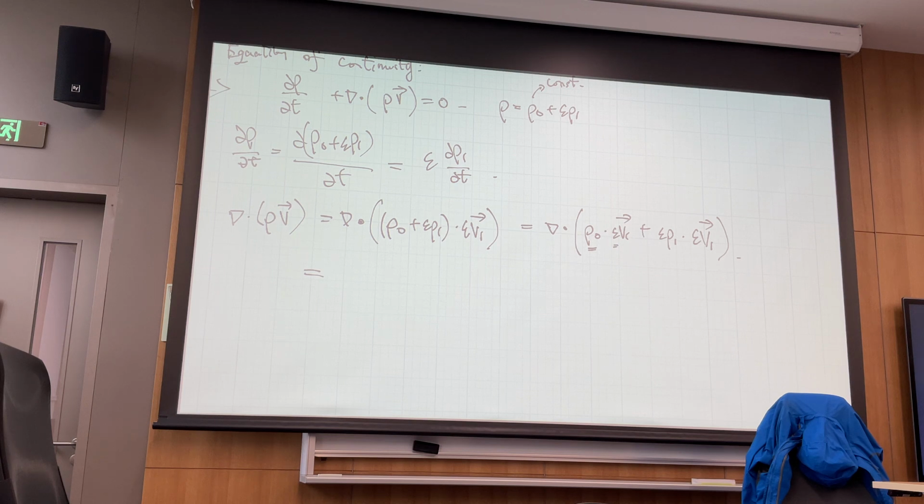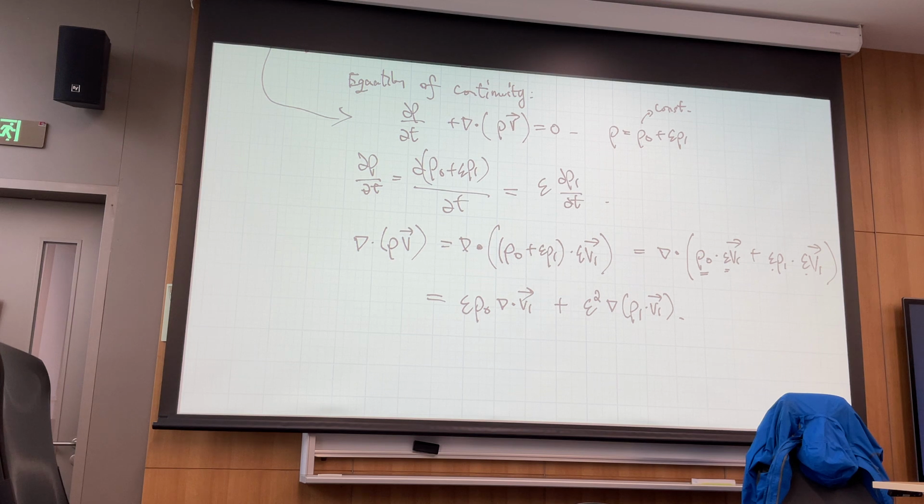Okay, so that is going to be epsilon rho 0 and then the divergence of v1. So far so good. And then the second term becomes, you see here's one epsilon, here's another epsilon, so what we are having is epsilon squared, and then the gradient of rho 1 multiplied by v1. Is that right?